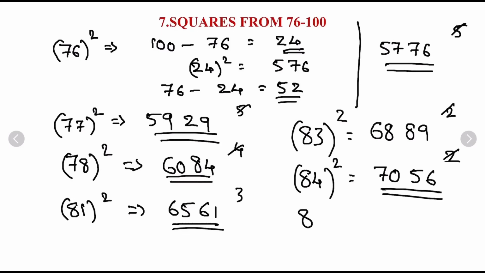If it is 88 square, how much less than 100? 12. 12 square, 144. Keep 44, carry 1. 88 minus 12, 76, plus 1, 77.